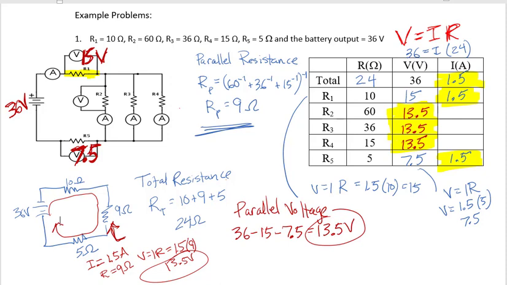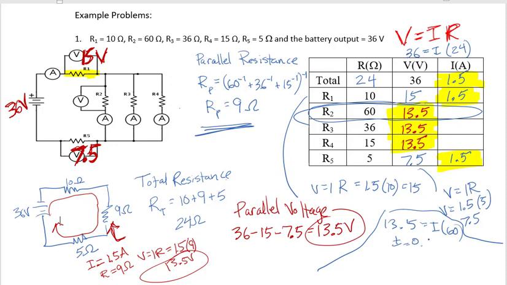There's 2 different ways to go about it, and you can do whichever one that you want. And then finally, we're just going to finish up. Now we have 2 numbers for each one of these. So if we look at R2, we know that V equals IR, so it's 13.5 equals I times 60. And then if you solve for that, you get a current that's very small, 0.225.